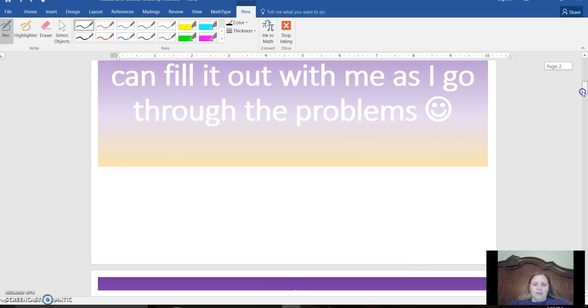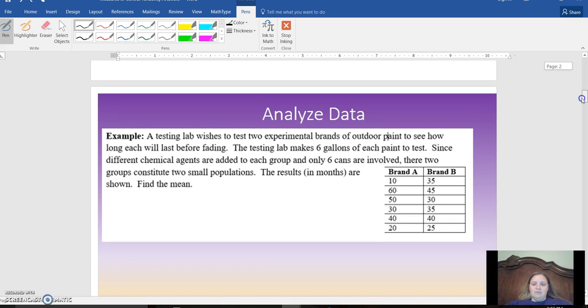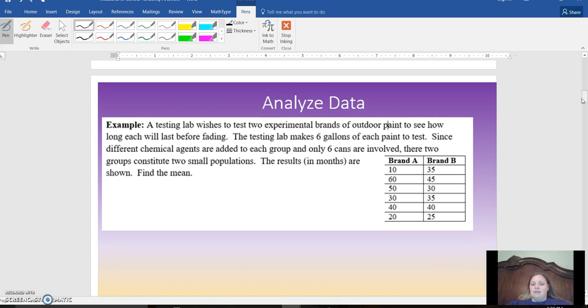You can print this if you want. Do it with me. All right, so first let's look at a set of data, and then we'll discover why we need these different kinds of variations.